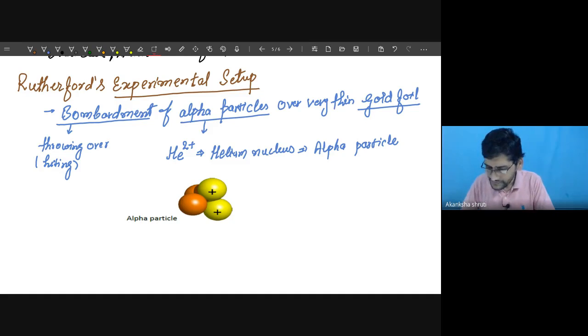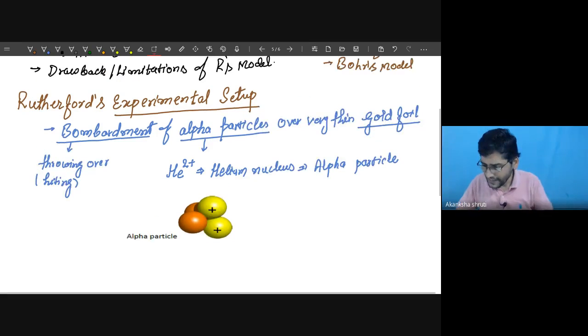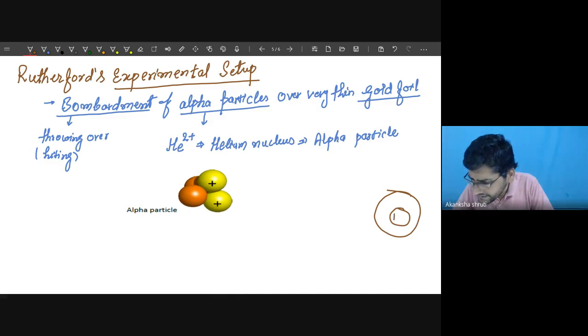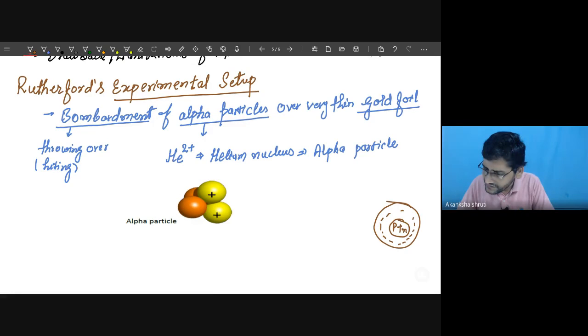This nucleus for helium is called an alpha particle. Students, we will learn in the next part of this chapter that any atom always consists of a central region and an outer region. The central region contains protons and neutrons, and the outer region contains electrons. This is the Bohr model, which we will learn in the next section. This part, where the protons are, is called the nucleus.